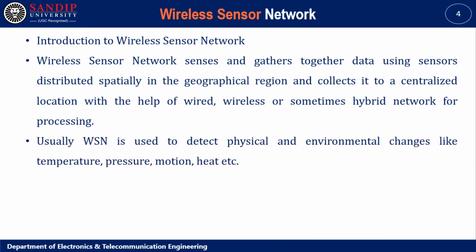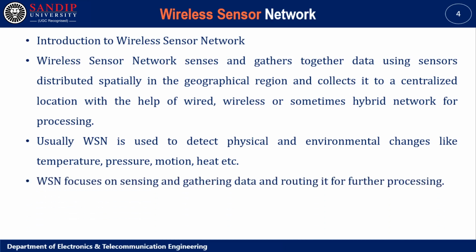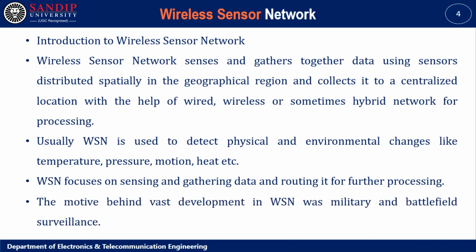Usually WSN is used to detect physical and environmental changes like temperature, pressure, motion, heat, etc. WSN focuses on sensing and gathering data and routing it for further processing. The motive behind the vast development in WSN was military and battlefield surveillance.